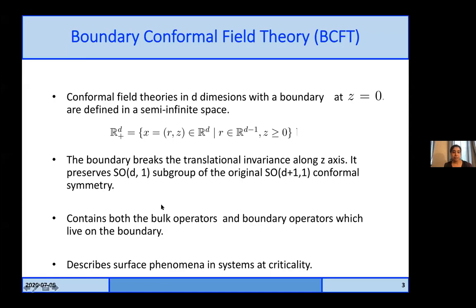Now, this is important because this boundary CFT describes surface phenomena in systems at criticality, and the operator spectrum of the boundary operators is related to the surface critical exponents.